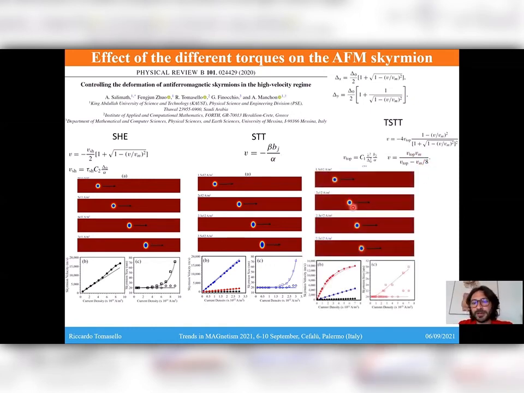Therefore, we perform the micromagnetic simulations, and we see that, in fact, the saturation occurs at smaller current density, but we also observe that the expansion along the lateral dimension is now linear with current and no longer quadratic, and this means that the expansion is reduced. So thanks to the topological torque, we are able to somehow delay the lateral expansion of the skyrmion while keeping the same high velocities characteristic of antiferromagnets.